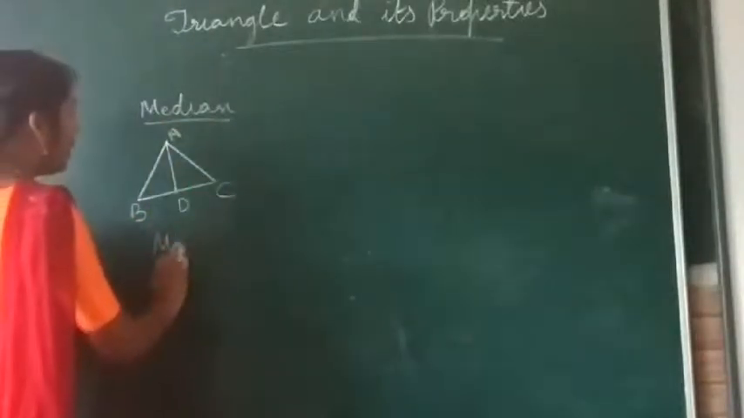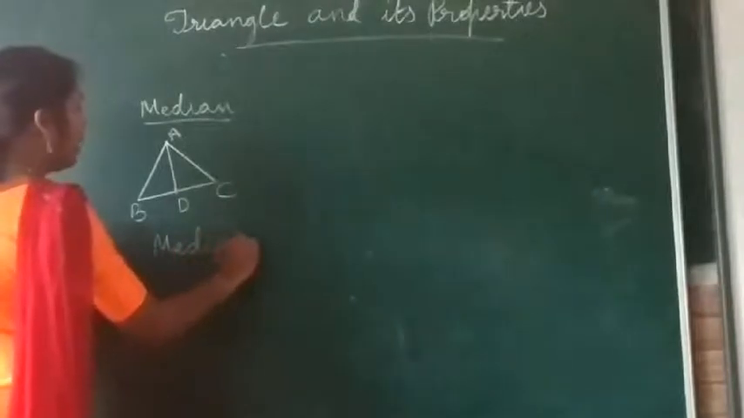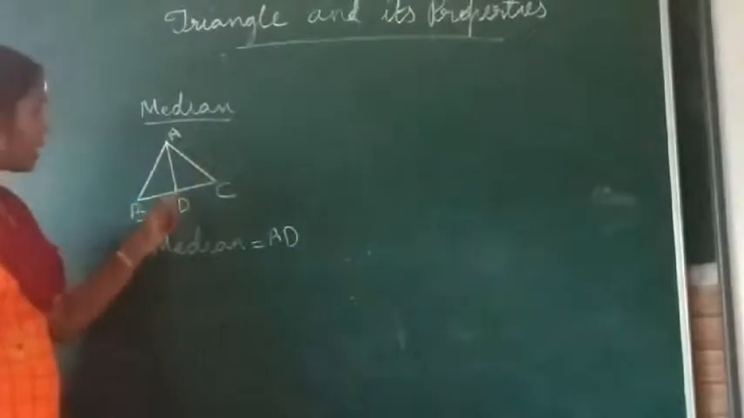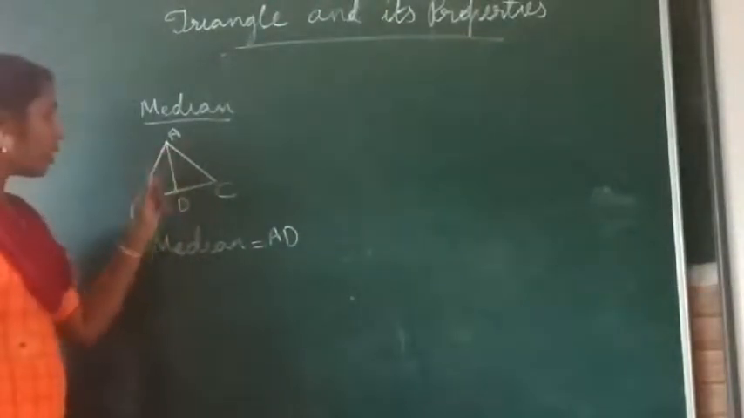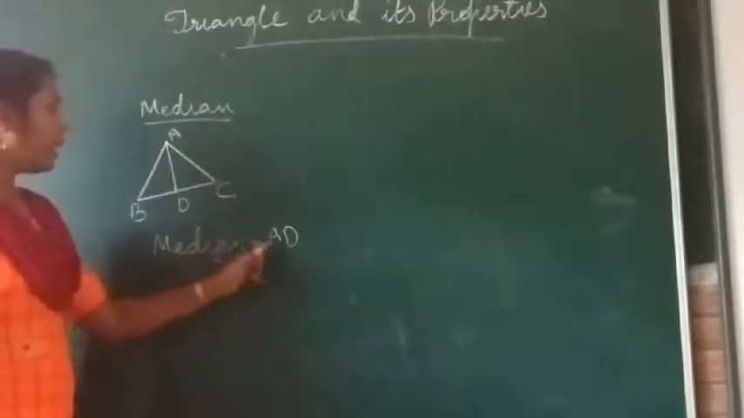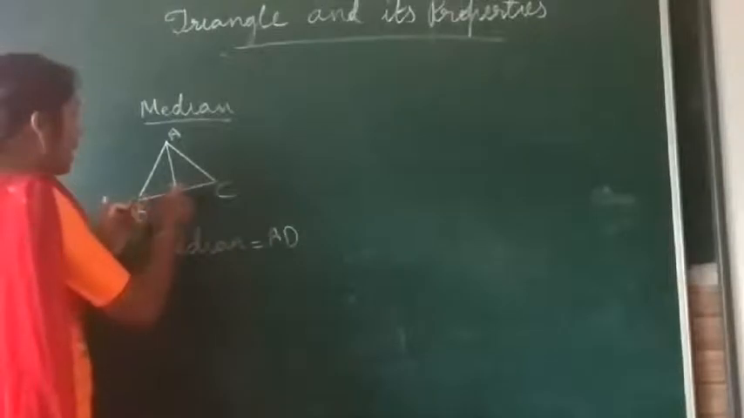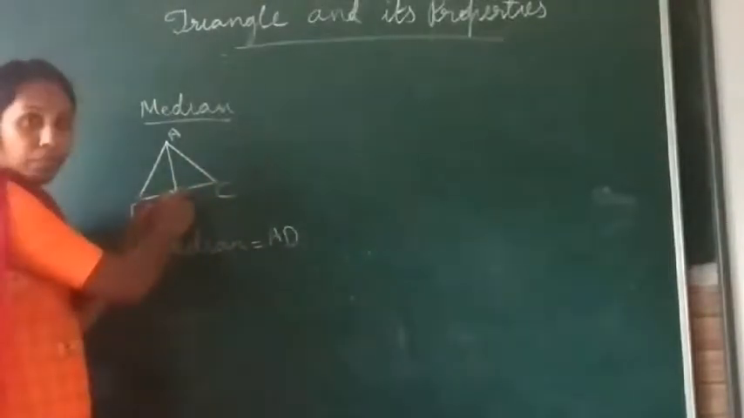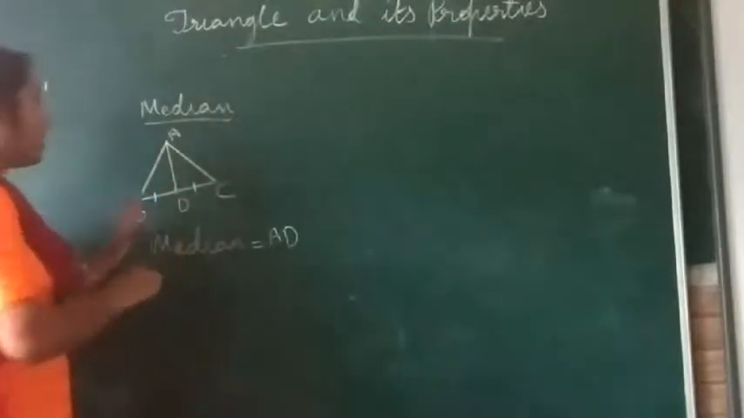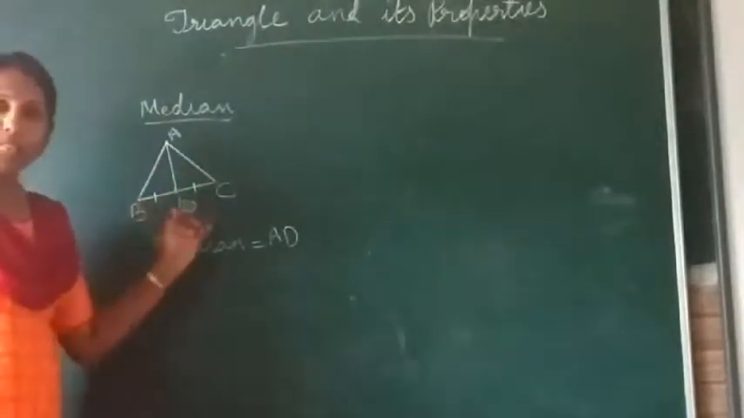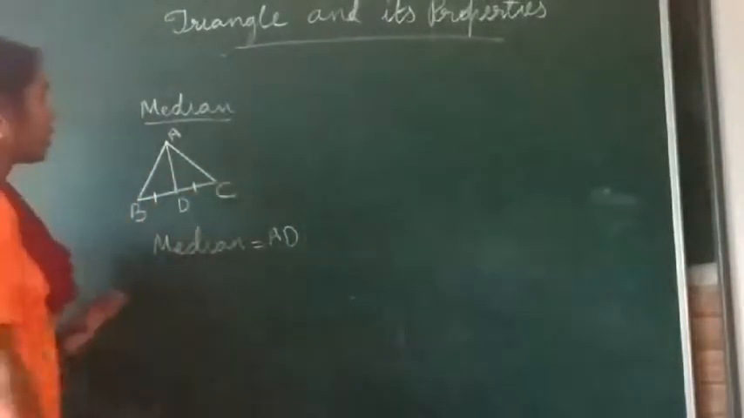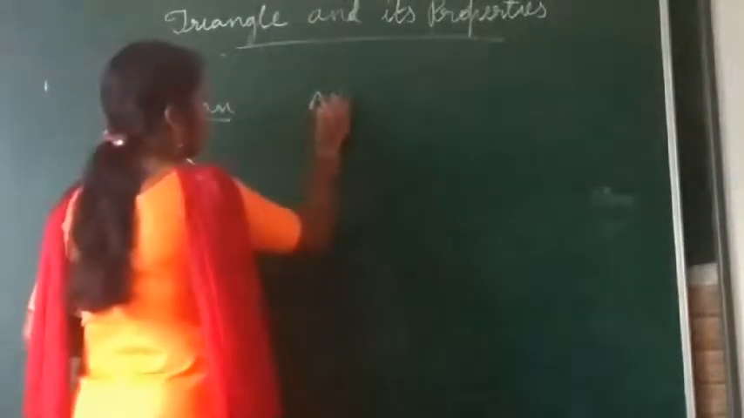In this, median is equal to AD, because D is the midpoint. AD is a line segment drawn from the vertex A to the midpoint of the opposite side. Therefore, AD is known as the median of the triangle. Here, what is special is BD is equal to DC, because D is the midpoint of the side BC. From all the vertices, we can draw the medians of the triangle. That means a triangle can have 3 medians. Now, another term is altitude.